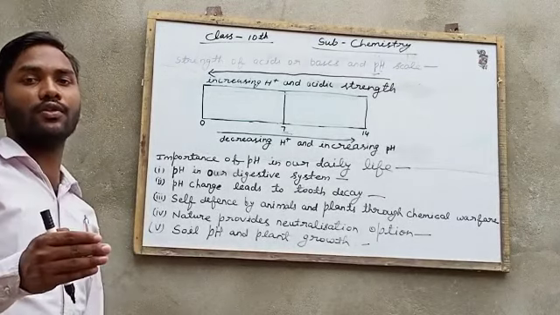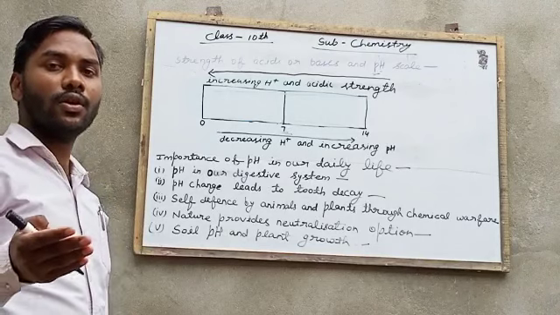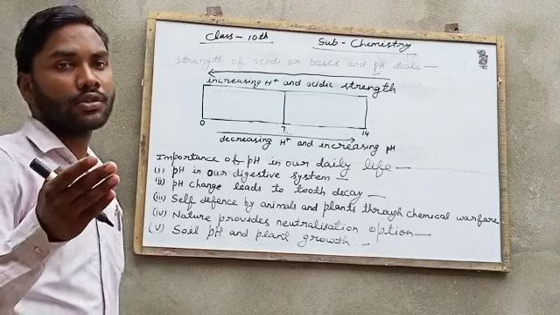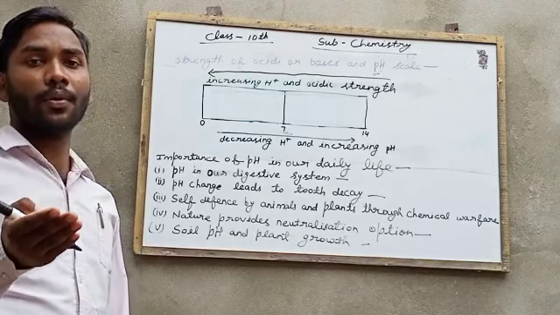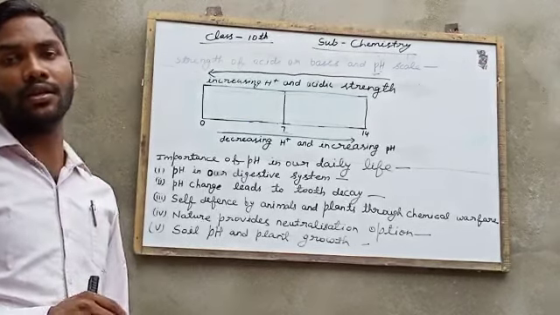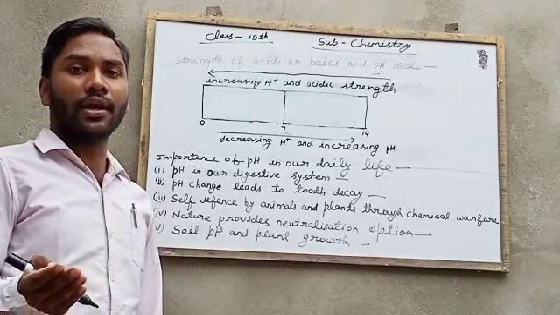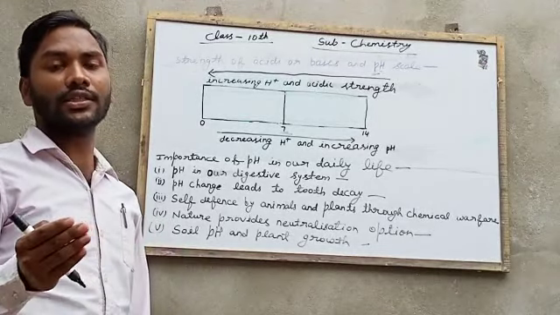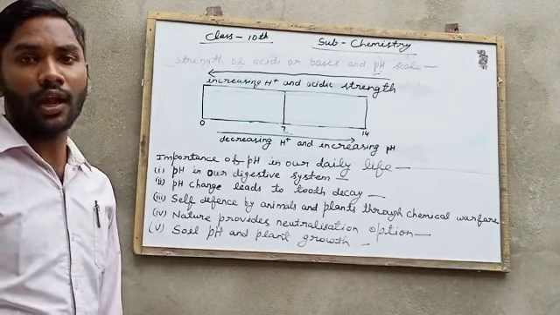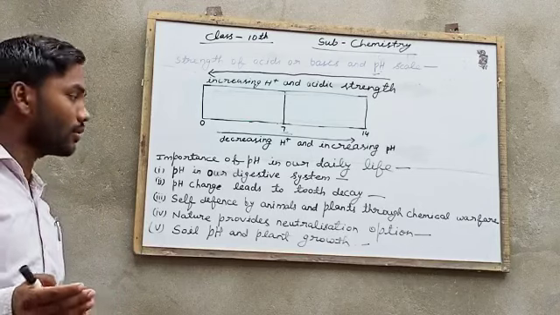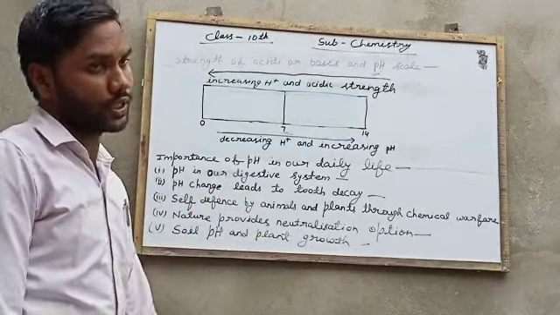To find a solution to this problem, we use some antacids. Antacids are basic in nature, and after taking antacids, they neutralize the excess amount of hydrochloric acid in our stomach and give us relief. After that, pH change leads to tooth decay.